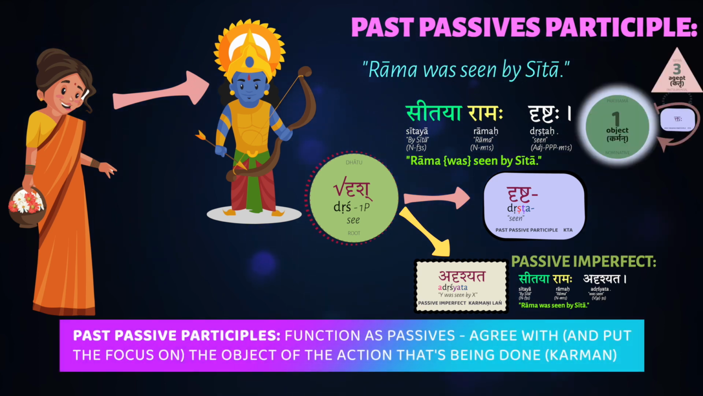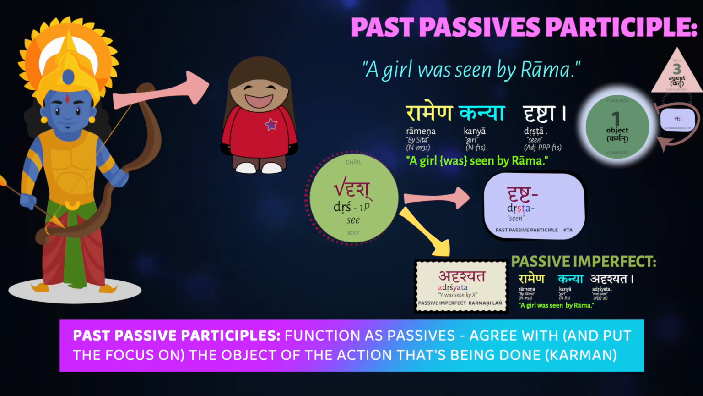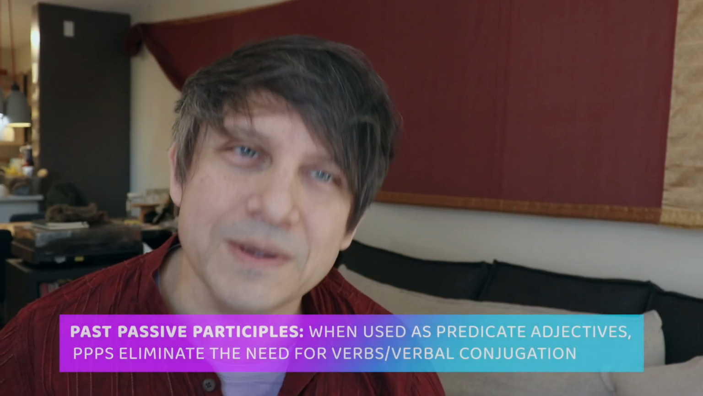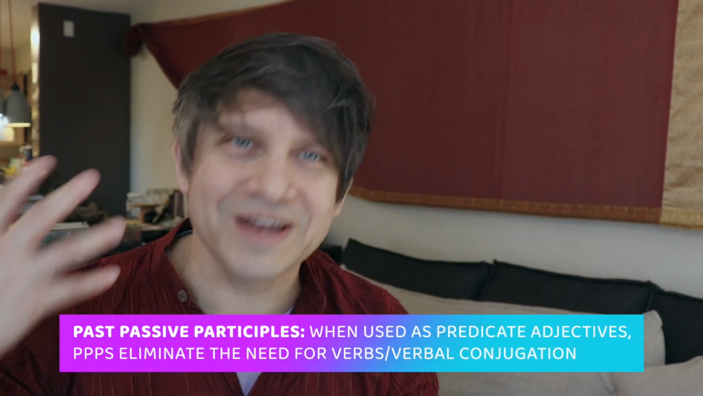Notice here that, like other passives, the PPP focuses on the object of the action, and the adjective now agrees with that object. If Sita saw a girl and not Rama, it'll be Sitaya kanya drishta. If Rama saw the same girl, it would still be Ramena kanya drishta. Right? The PPP stays the same because it agrees with the kanya, not with Rama, who's in the instrumental case. So that's how the PPP is going to reduce a past tense sentence to just a noun and an adjective.